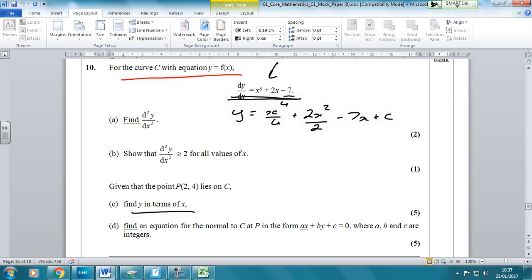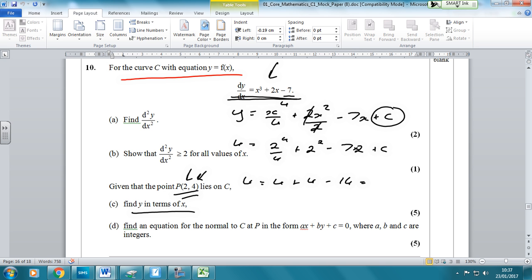So then what you've got to do, we can't have the plus c in it, and that's why they've given us a coordinate. So what we do is we substitute in our value of x as 2 and y as 4. So 4 equals 2 to the power of 4 divided by 4. These 2's will cancel, so that's going to be plus 2 squared minus 7 lots of 2 plus c. So 4 equals 2 to the power of 4 is 2, 4, 8, 16 over 4, which is 4. 2 squared is going to be 4 minus 14 plus c. So 4 equals, that's going to be 8 minus 14, which is going to be minus 6 plus c.